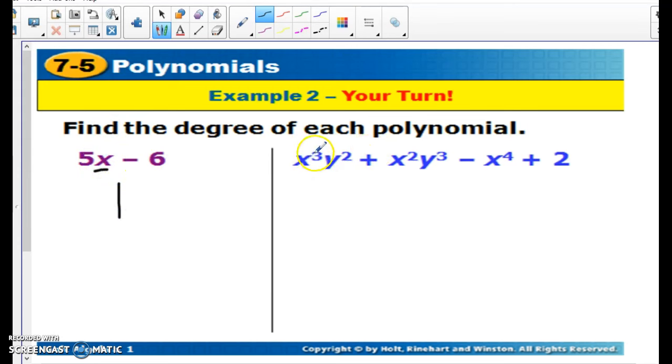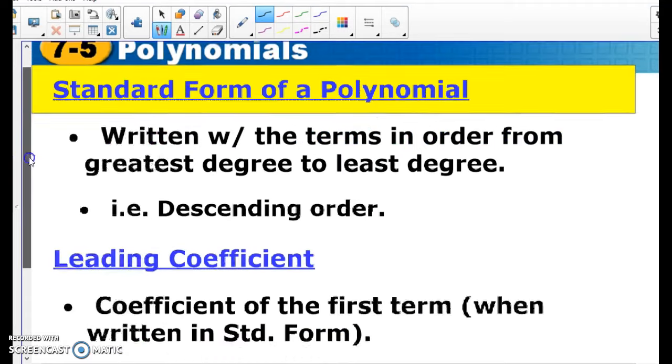Here we have a tie, so we have x to the third and y to the second, which is going to be 5, and then x to the second, y to the third, which is still going to be 5. So the degree is just going to be 5. You can have more than one. X to the fifth plus y to the fifth plus z to the fifth is still going to be a degree of 5. Okay, standard form.